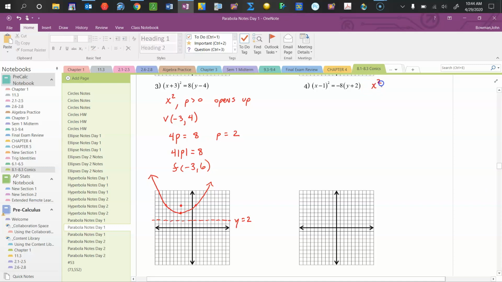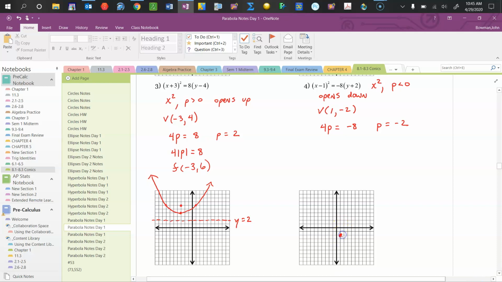So let's take a look at number 4. Again, the x term is squared, and in this case p is less than 0, so we know that it opens down. We also know the coordinates of the vertex are (1, -2). 4p is equal to -8, which means p is equal to -2. And so we can start to graph this thing. So let's first locate the vertex, (1, -2).